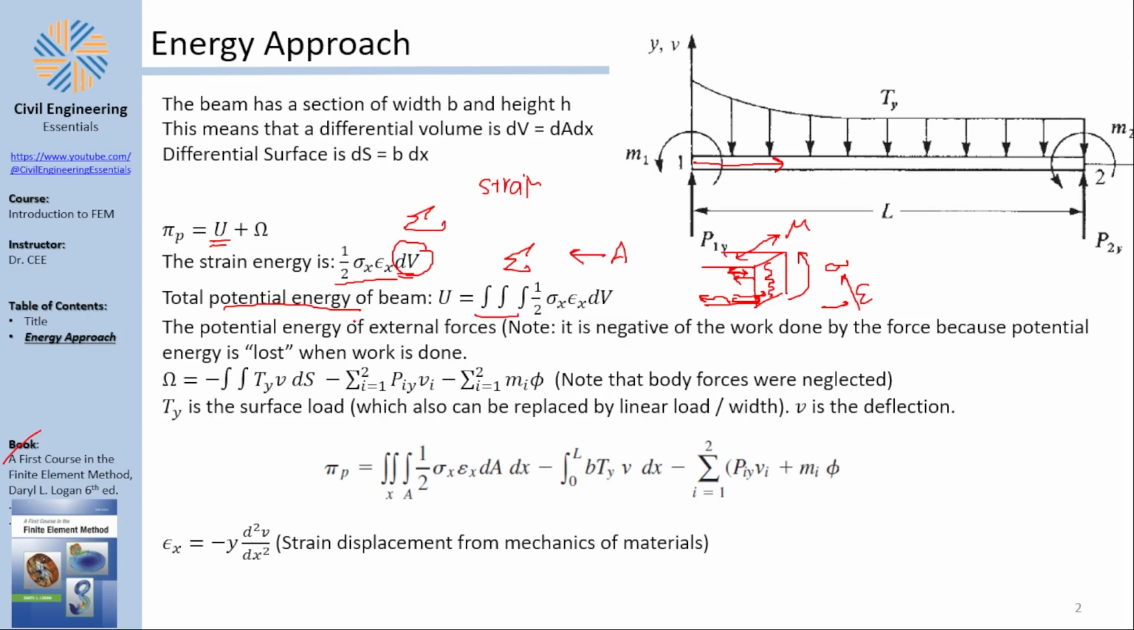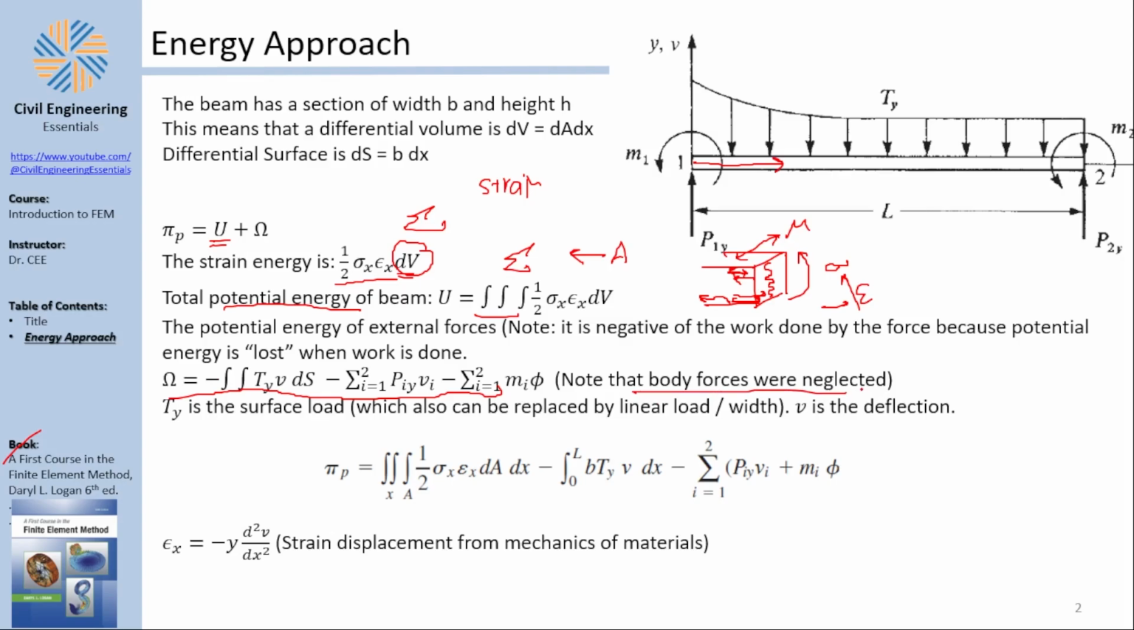Now, the potential energy of the external forces, well, is their work, but in negative. The reason why it's negative work, because work is basically losing potential energy. Because if you have potential, what's potential energy? It's something's ability to do work. It is able to do work. Now, when it does work, you are losing potential energy. That's why I have a negative sign here.